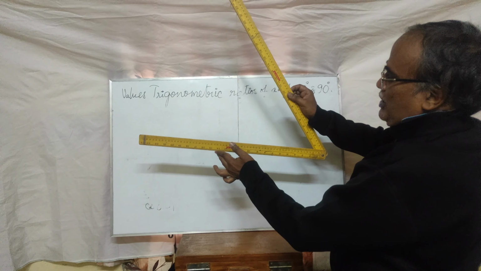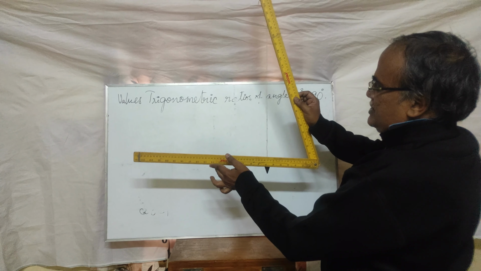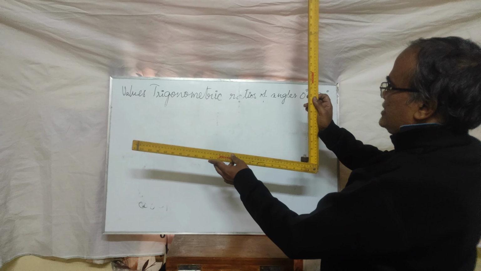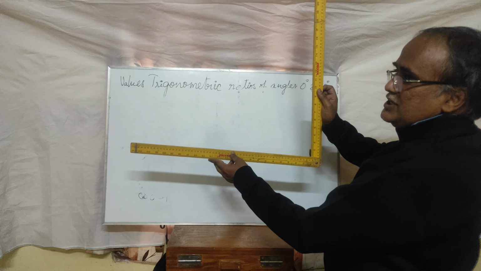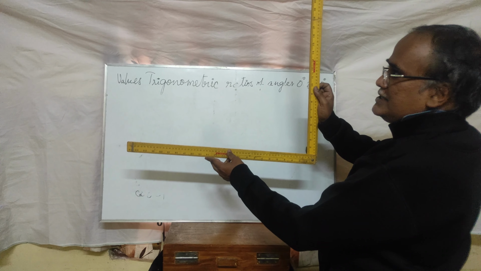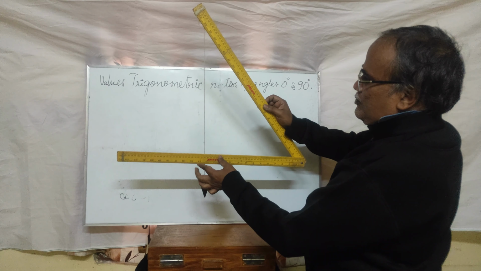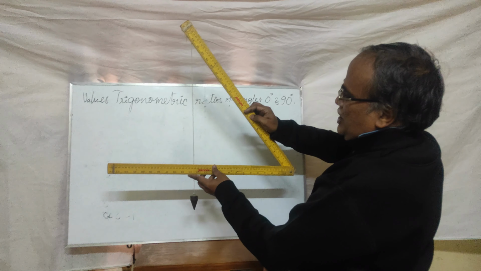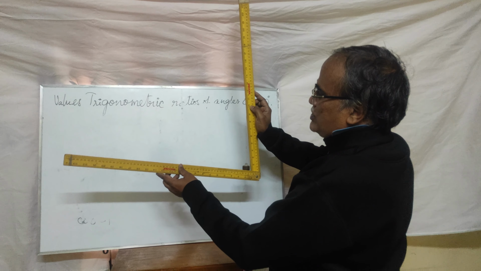Slowly I am going towards 90 degrees. If you see, when I go to 90 degrees, the string and the scale, the perpendicular, both have coincided with each other. That means at 90 degrees, the string and the hypotenuse, this is the hypotenuse on my right hand here, both are coinciding with each other.